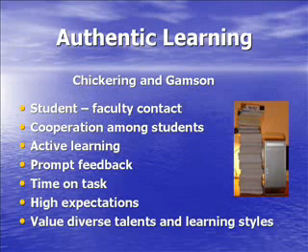This concept is carried into the classroom and measured for effectiveness by Chickering and Gamson in their 7 principles for good practice in education. According to Chickering and Gamson, in order for learning to be effective, authentic, it must have the following elements: student-faculty contact, cooperation among students, active learning, prompt feedback, time on task, high expectations, and it must value diverse talents and learning styles.